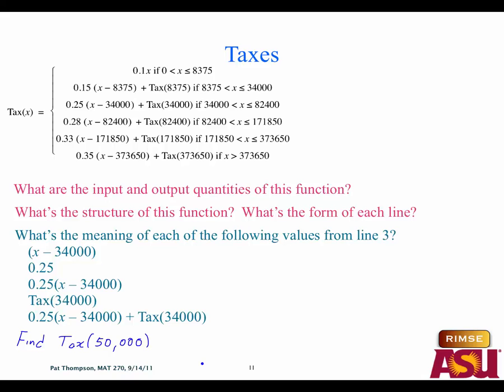Okay, let's regroup and see how we did. So x minus 34,000. Molly, what is that expression? What's that mean? X minus 34,000 is the amount that you tax at the 25%. The amount that is taxed at the 25% rate. That's what she said. What do you think? Agree?